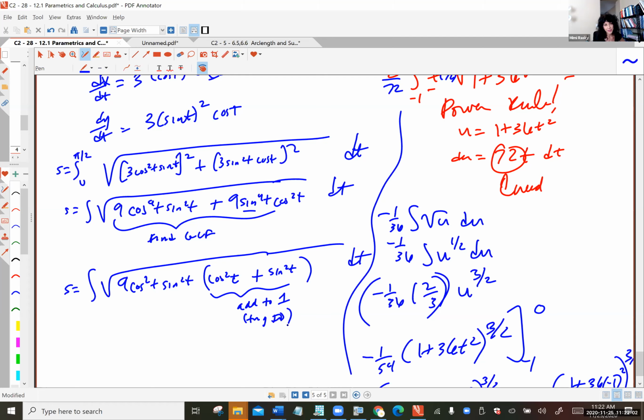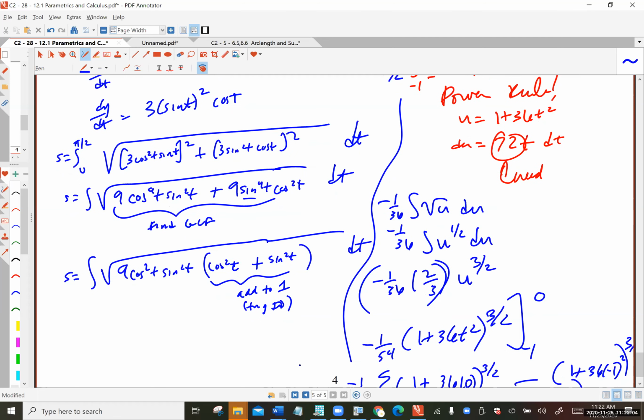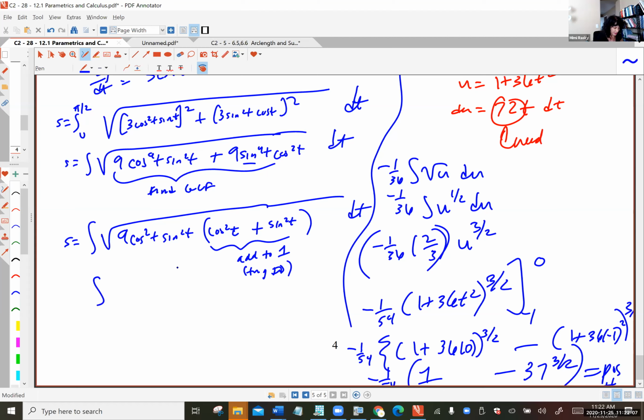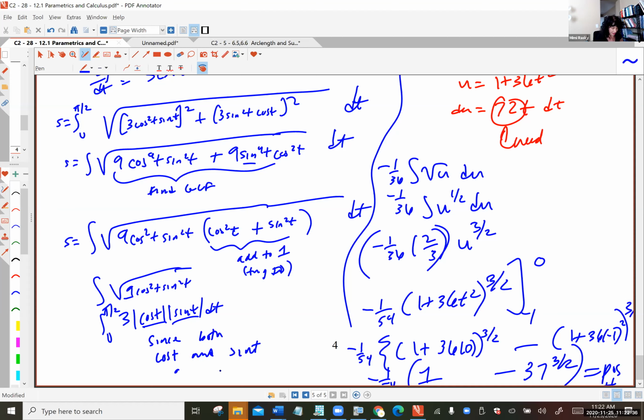Does everybody see what I'm doing here? I'm not even integrating yet. We're not there yet. So now it's like, oh, I've got to integrate whatever's left here. But don't even do that. You're going to use the fact that the square root of 9 is 3. And then the square root of something squared gives you absolute value bars. But good news, cosine and sine are both positive on 0 to pi halves. So since both cos t and sine t are positive on the interval 0 to pi halves, you can just strip off the absolute value bars and not worry about it. And then just keep going.